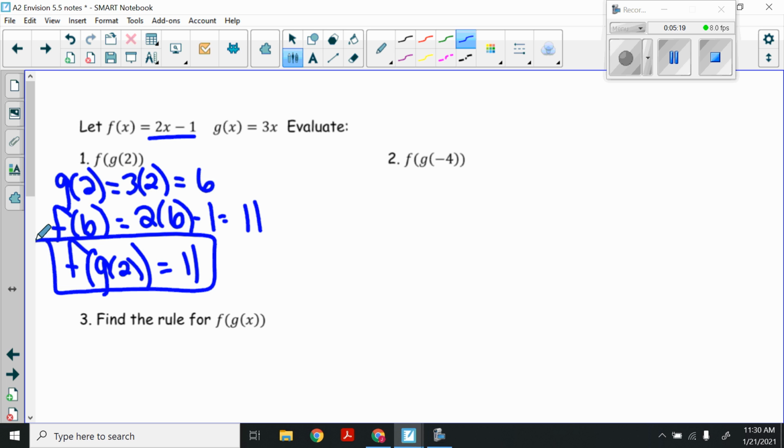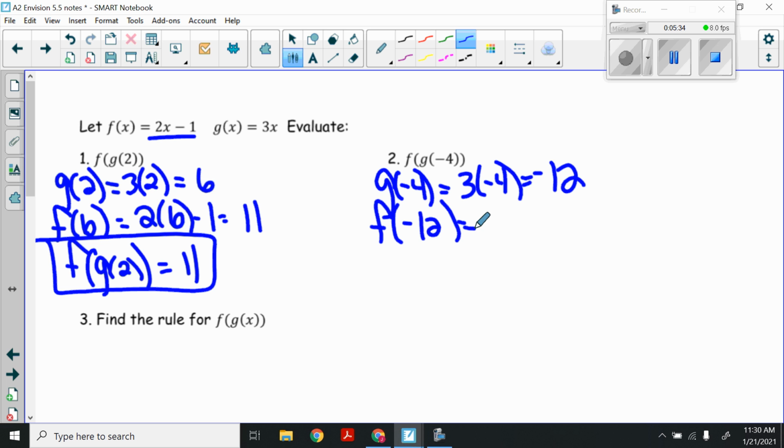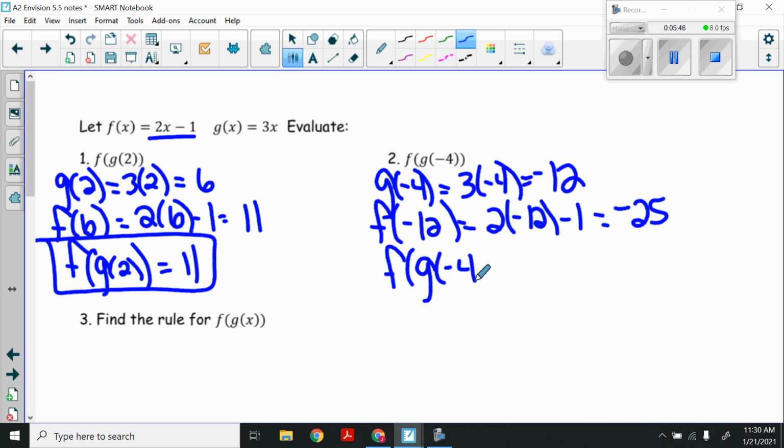This next one, f of g of negative 4. So find g of negative 4 first. 3 times negative 4 equals negative 12. Now find f of negative 12. 2 times negative 12 minus 1. 2 times negative 12 is negative 24. Negative 24 minus 1, negative 25. So f of g of negative 4 is equal to negative 25.